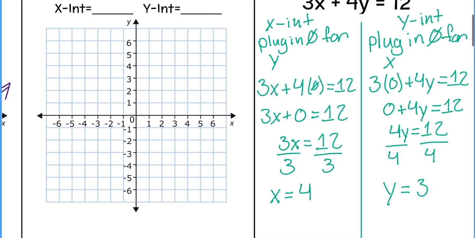So I'm going to hop over here to my graph. My x-intercept, we're going to write a coordinate pair. Whoa, that's not what I meant to write. There we go. I'm going to have 4, 0. And for my y-intercept, also going to have a coordinate pair. And for this one, I'm going to have 0, 3.